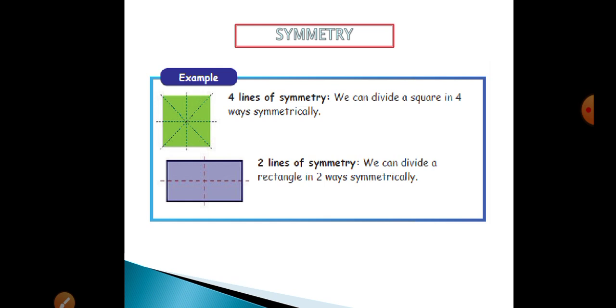The next one, examples of symmetry. 4 lines of symmetry. We can divide a square in 4 ways symmetrically. 2 lines of symmetry. We can divide a rectangle in 2 ways symmetrically. Therefore, a square has 4 lines of symmetry and a rectangle has 2 lines of symmetry.